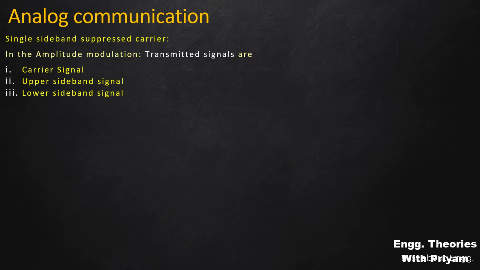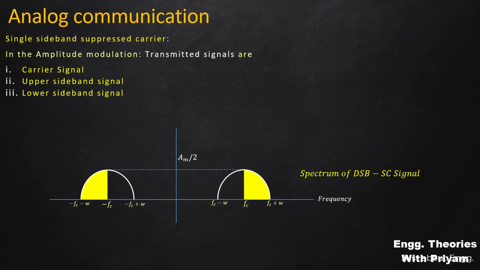In the amplitude modulation, transmitted signals are carrier signal, upper sideband signal, and lower sideband signal. By suppressing the carrier signal in the DSB-SC modulation, one of the major limitations of the amplitude modulation, that is related to the wastage of transmitted power, is eliminated, as the efficiency of the modulation is increased up to 50% from 33% in case of amplitude modulation.